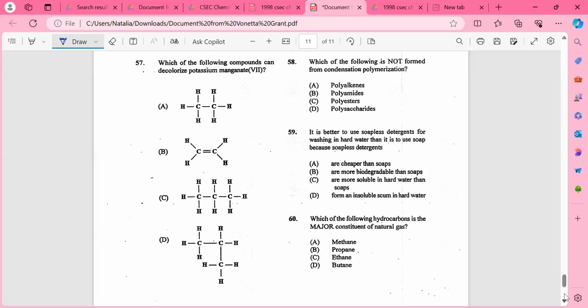Which of the compounds decolorize potassium permanganate? So we are looking for alcohol or alkene. So alkene is at B. So we will use that one.